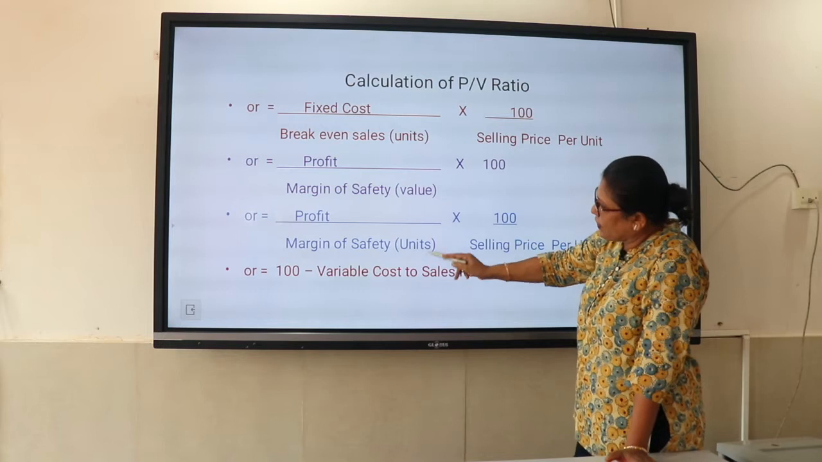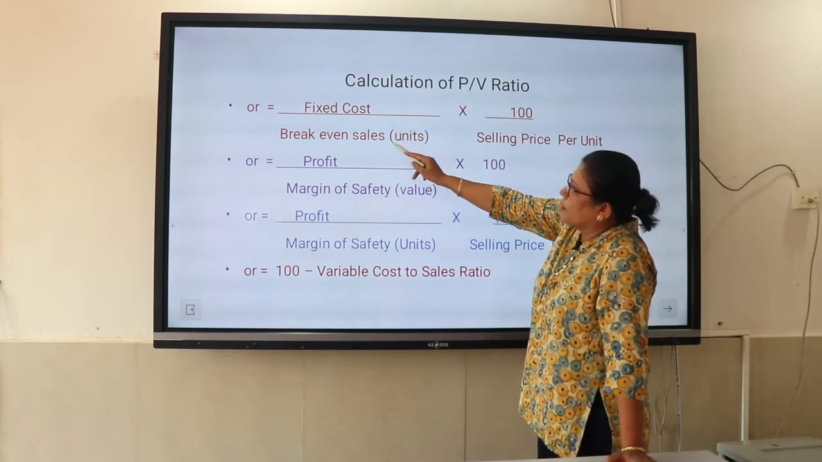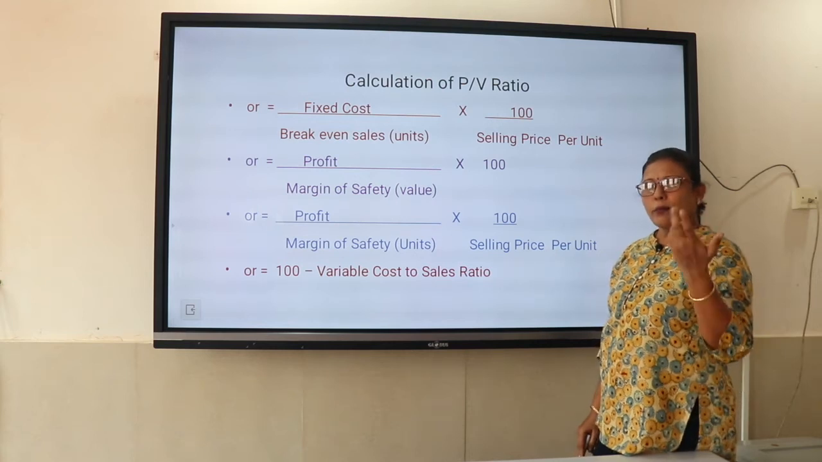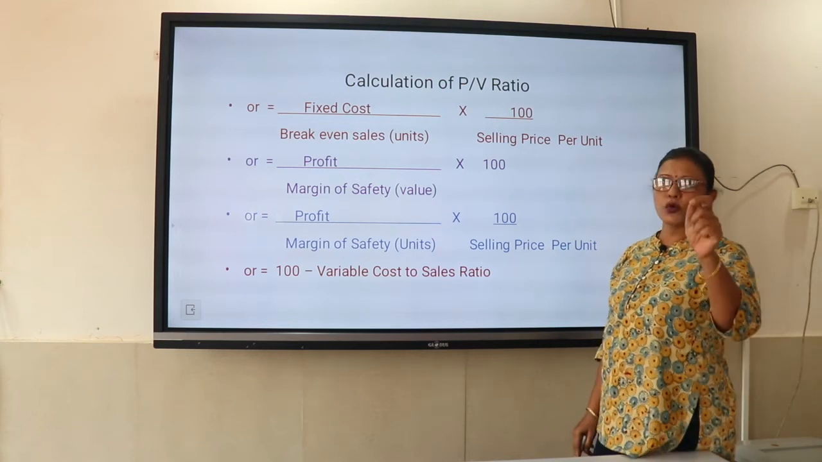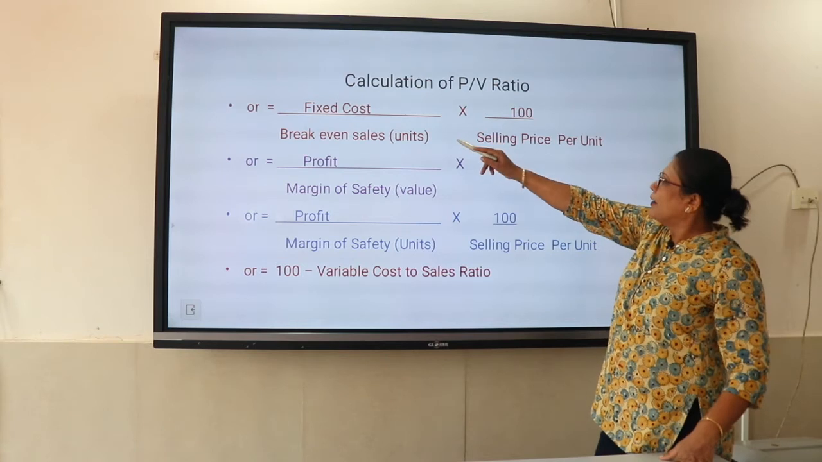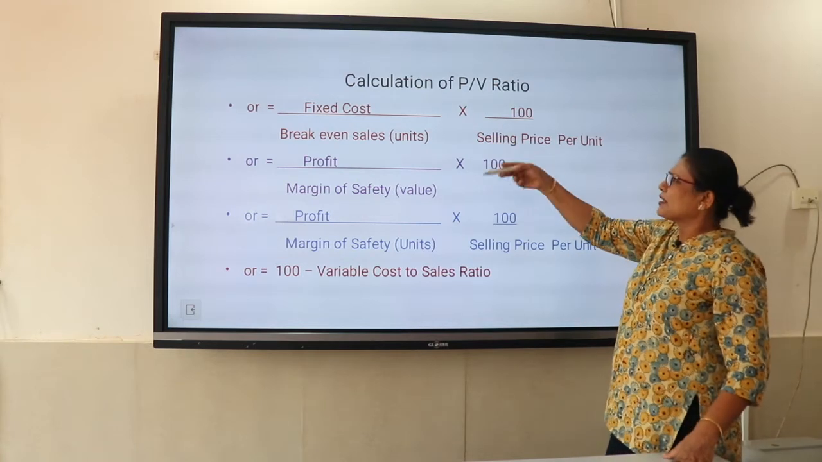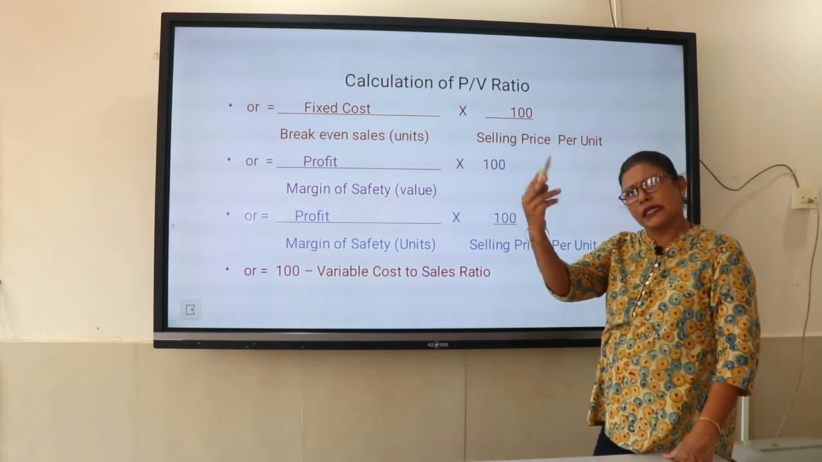This we will see when we are going to learn margin of safety or break-even sales. That means if break-even sales is given or a margin of safety is also known, you can also determine PV ratio provided fixed cost or selling price per unit is known. Okay. This is a little advanced thing which we will see in the next session.